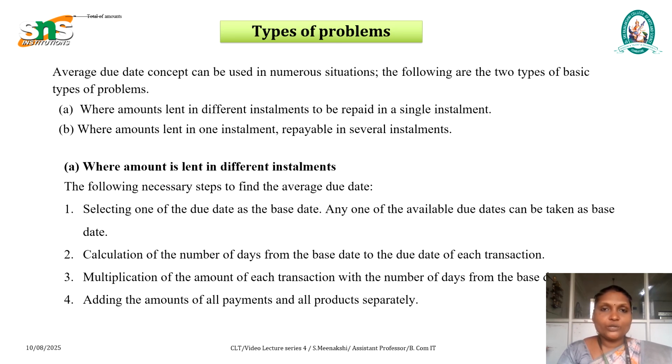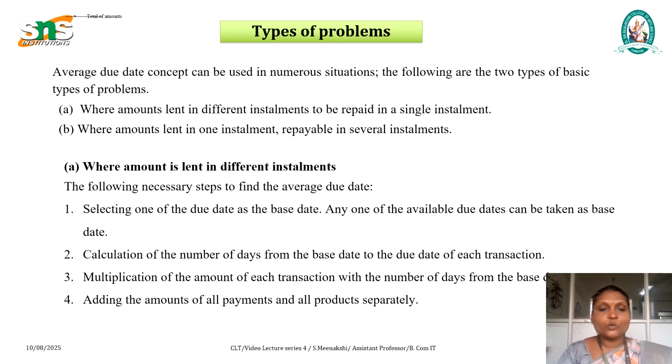In this video, we are going to focus on the first one alone, where the amount is lent in different installments. So selecting one of the due dates as the base date is the first step to be followed in this first method. Any one of the available due dates can be taken as a base date. Many different due dates will be given in a problem, and different transactions will happen on different dates. So as a base date, we can usually take an earlier date.